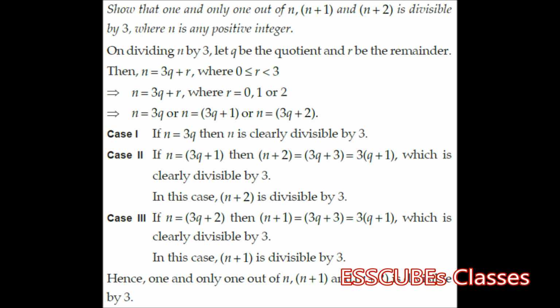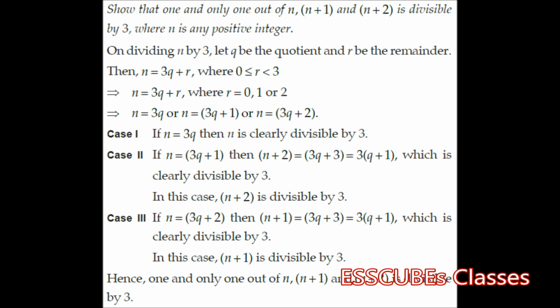Last case, we have n plus 2. What we do over here? n is equal to 3q plus 2. So if it is 3q plus 2, we have n plus 1. So n plus 1 means 3q plus 2 plus 1. That means 3q plus 3. So we can take 3 out of that and make it common. So we have again a multiplying factor 3. So clearly it is again divisible by 3. So in this case, n plus 1 is divisible by 3.